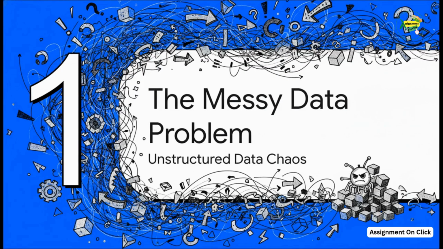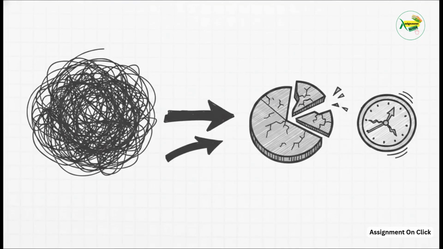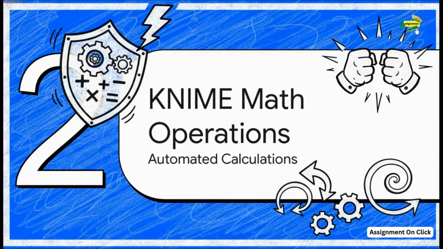Let's jump right into section 1, the messy data problem, or as I like to call it, unstructured data chaos. We all know raw data sets are inherently chaotic. You're dealing with structural inconsistencies, glaring missing values, and poorly formatted text. Without precise column operations to fix these anomalies, your reporting accuracy suffers big time, and your analysis turns into a time-consuming, error-prone nightmare. Luckily, KNIME gives us an arsenal to fight back.